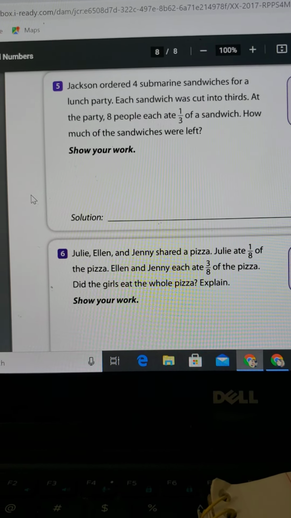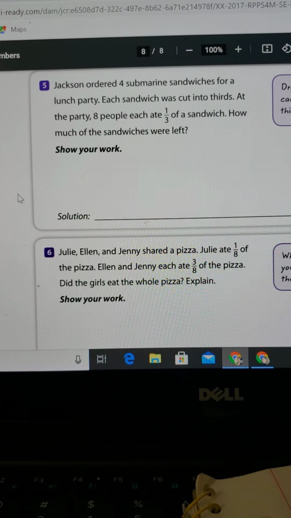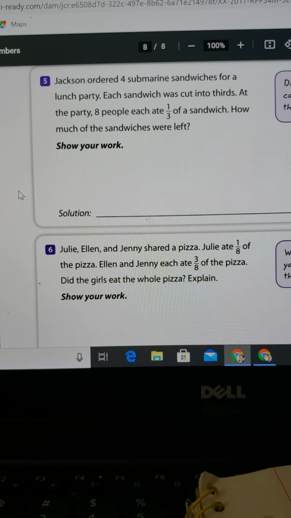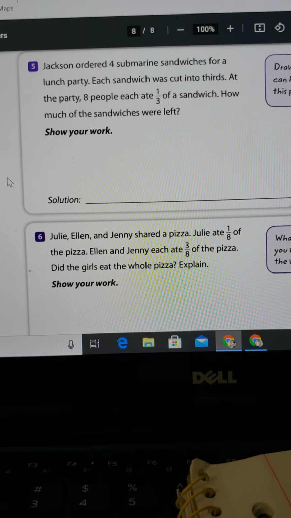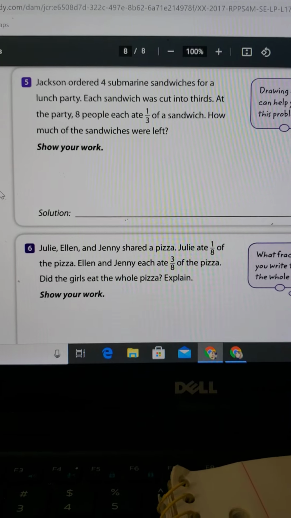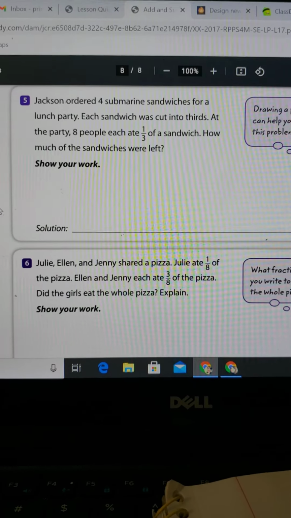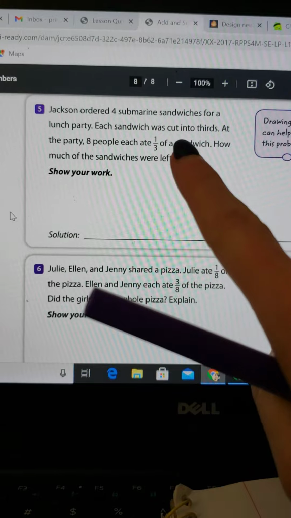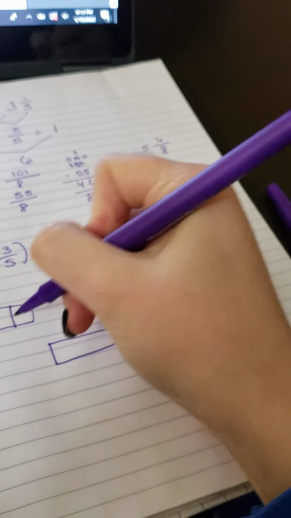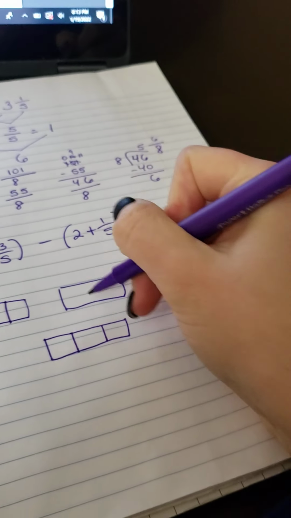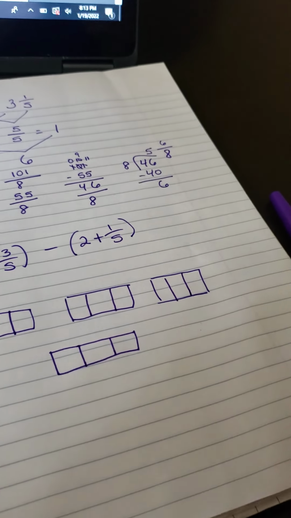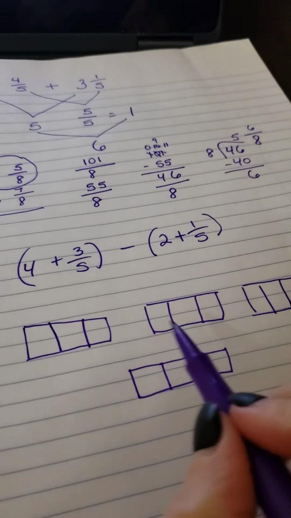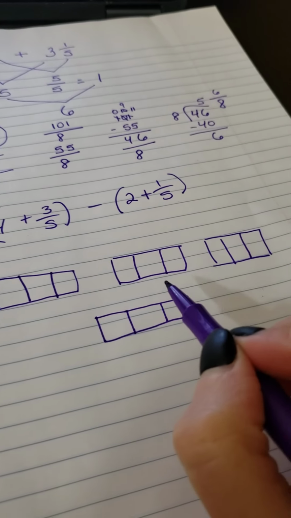It says 4 submarine sandwiches. So I'm going to draw 4 rectangles because that's the easiest shape for me to draw. Tried to make them sort of equal, but they're not entirely equal. Just pretend that they are, okay? And then I know that each sandwich is cut into thirds. So I'm gonna split each of these the best I can and pretend that they are exactly equal. All right, so I've got 4 sandwiches, each of them cut into thirds.